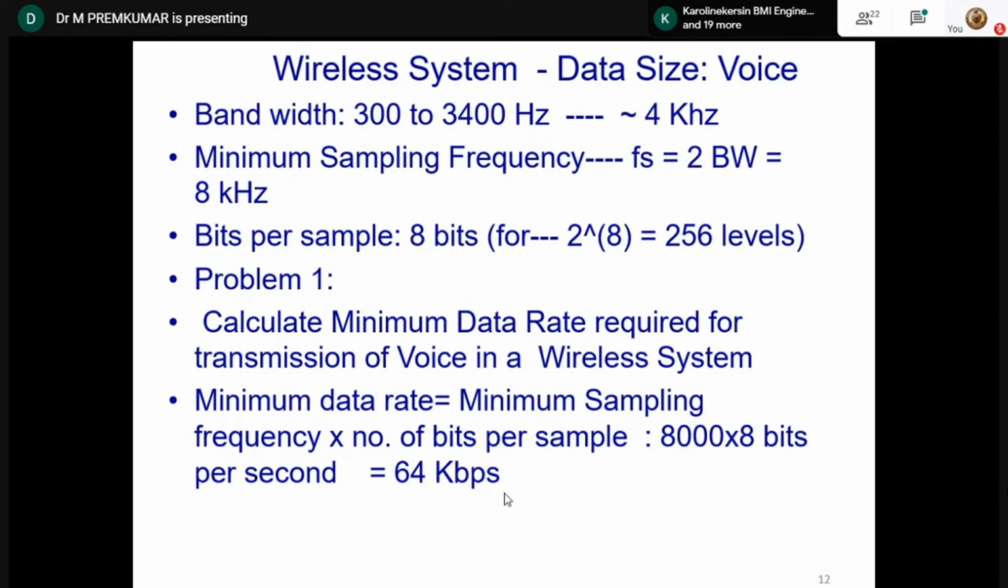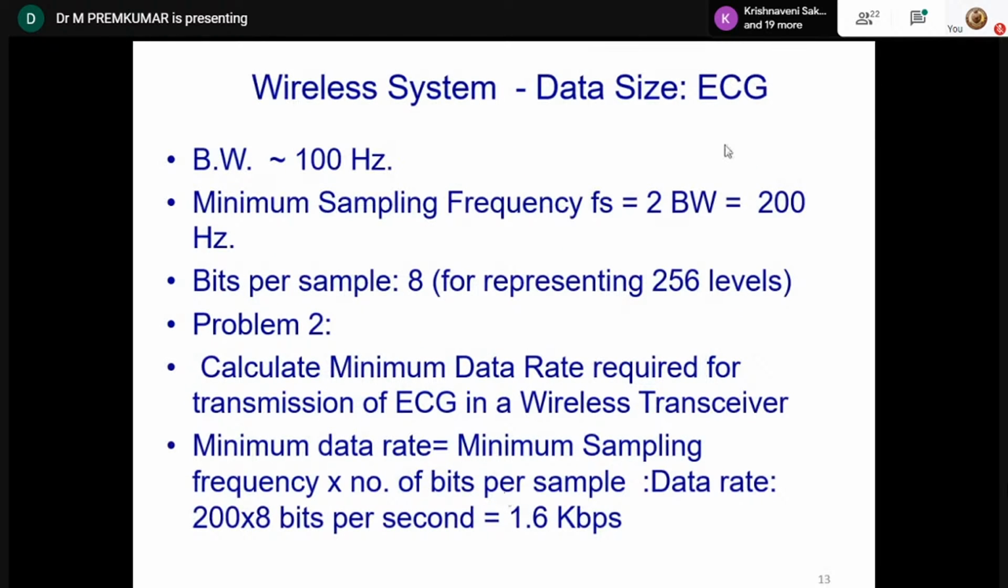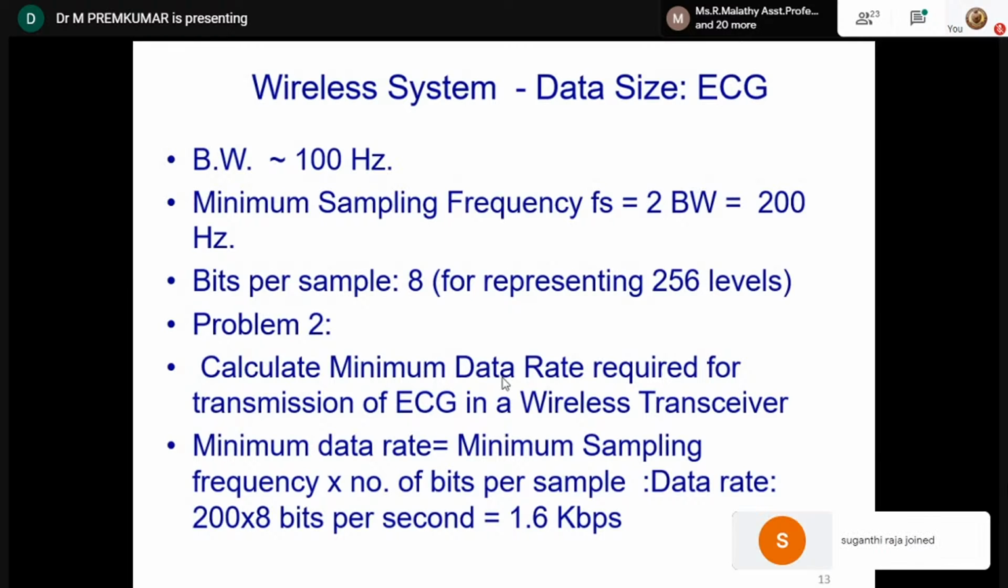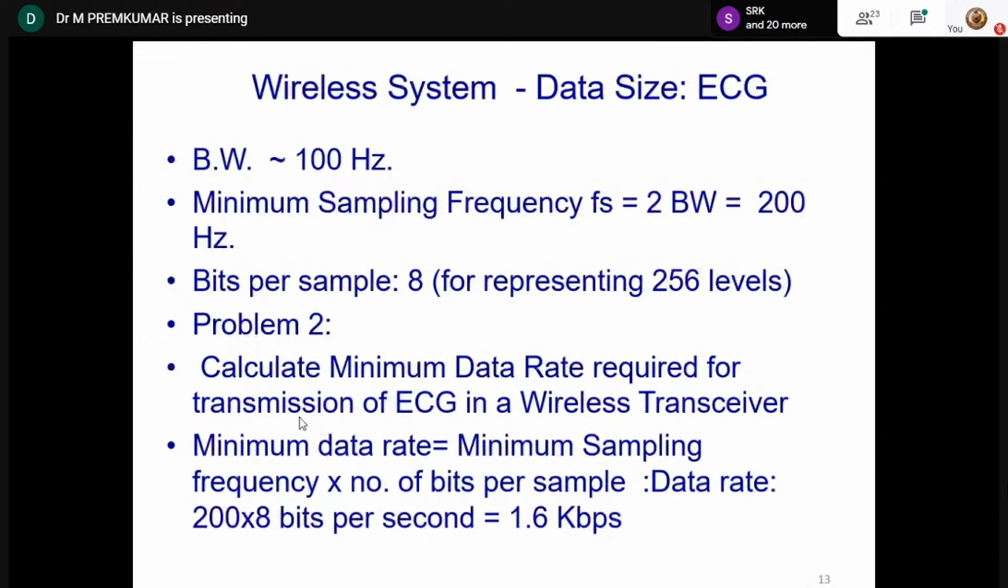Okay. Now we'll consider another signal, for example, an electrocardiogram signal. The bandwidth of the electrocardiogram signal is around 100 hertz, so the minimum sampling frequency used here is 200 hertz. The bits per sample is actually 8, representing 2 power 8 levels. So calculate the minimum data rate required for transmission of ECG in a wireless transceiver.